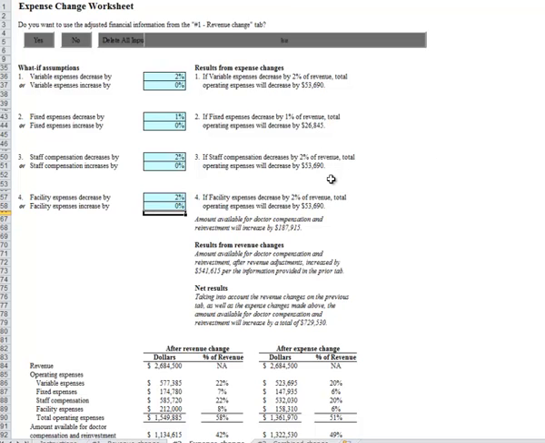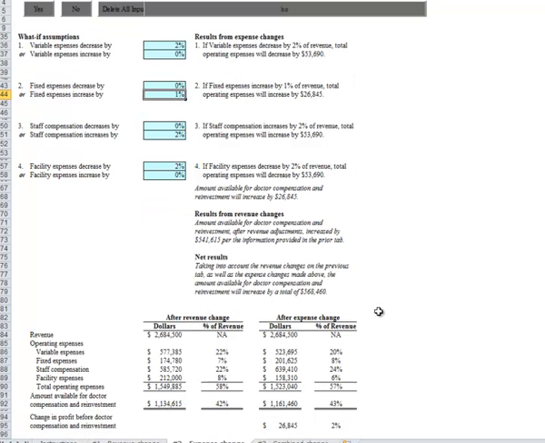And if our staff compensation goes up, I'm sorry, I entered that on the wrong line, didn't I? I want that on 2%, or an increase. Then the operating expenses will go up by about $54,000. And our facility expenses drop by 2%. And actually, I wanted the fixed expenses to go up too. Sorry, I've entered that on the wrong line. But you can see how easy it is to correct if you've made an input error. So now the net effect on the amount available for doctor compensation and reinvestment is that that will go up or improve by about $27,000.